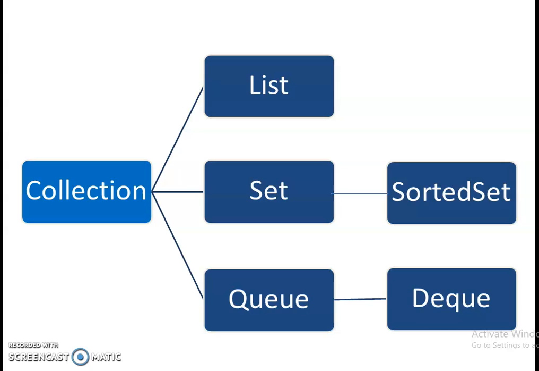In Java collection framework, we have a root interface, that is Collection, and further we have a number of interfaces that extend this Collection interface. So we have List interface, Set interface, and Queue interface, and further these interfaces are extended by other interfaces, as you can see in this diagram. So Deque extends Queue and SortedSet extends Set, right? In this video we will talk about this List interface and the classes that implement this List interface, right?